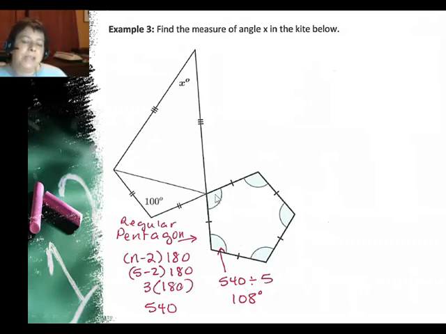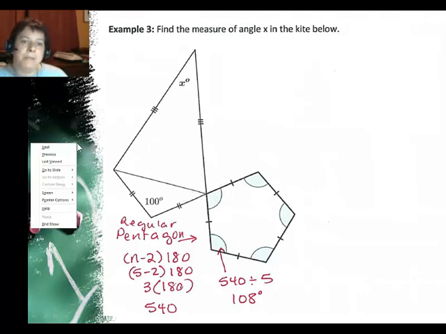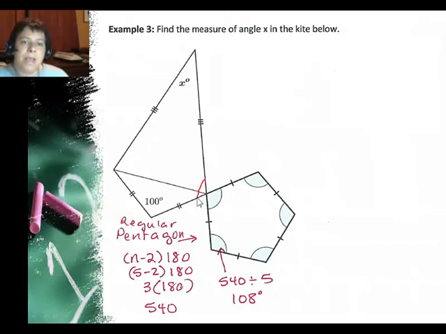Now that I know that this is 108, this big angle here on the opposite side, let me go ahead and show that to you. This angle right here must also be 108 degrees because that's a vertical angle. All right, so that's 108 degrees.